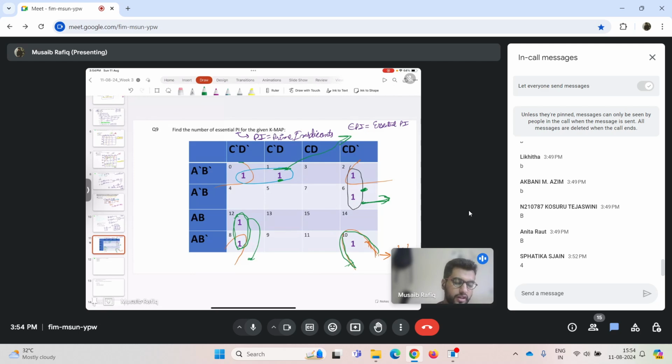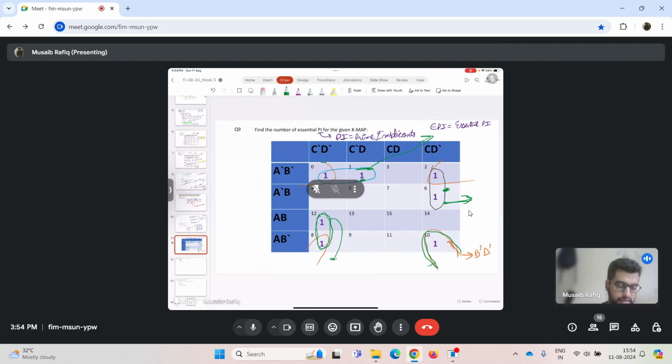And one thing you can note is that your essential prime implicants always appear in your final solution. You should remember this: your essential prime implicants always appear in your final minimized solution. When you minimize the expression, your essential prime implicants will always be there. So this was about this.